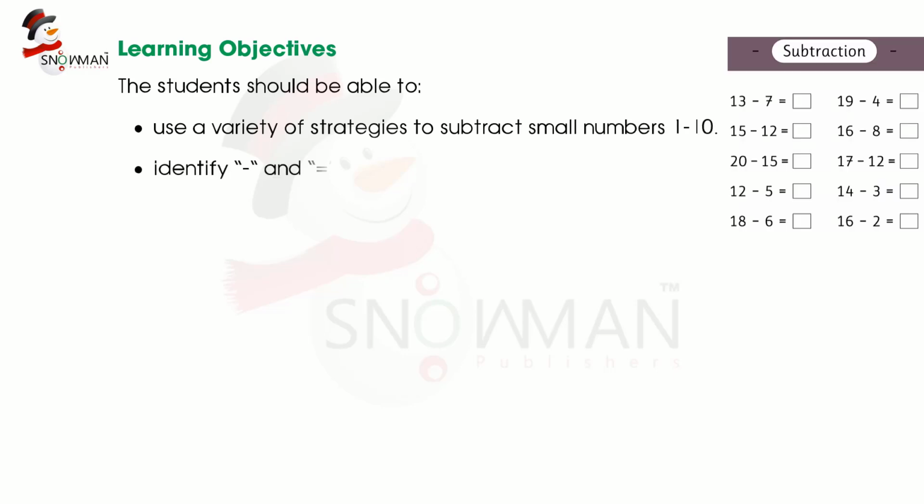Learning objectives. Students should be able to use a variety of strategies to subtract small numbers 1 to 10. Identify subtract and equal signs. Get familiar with the terms takeaway and leftover.